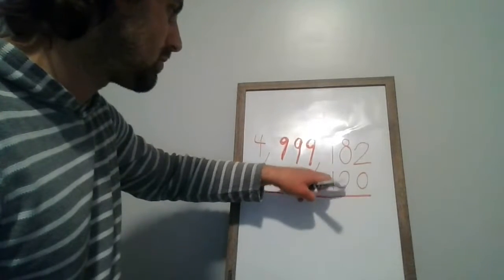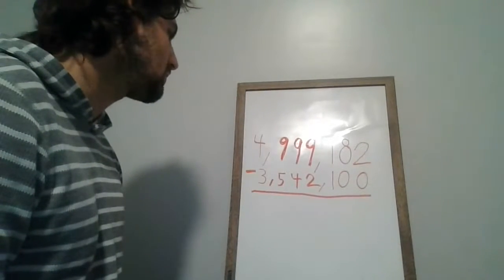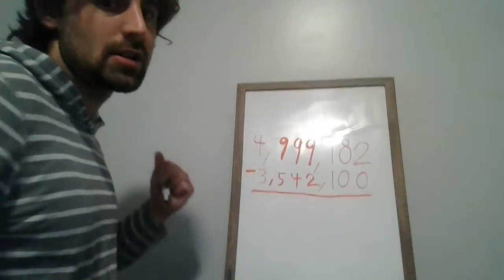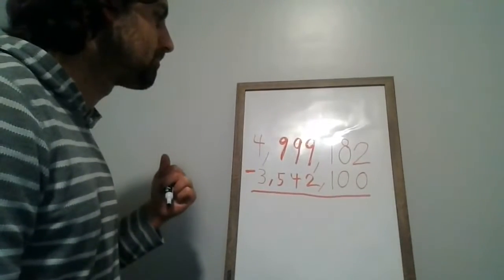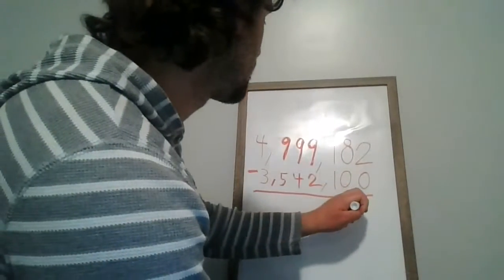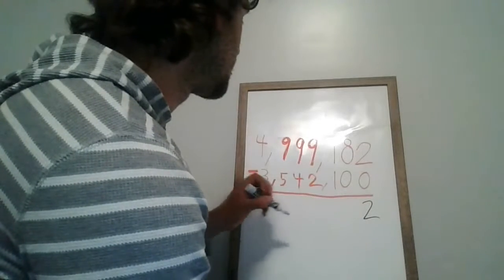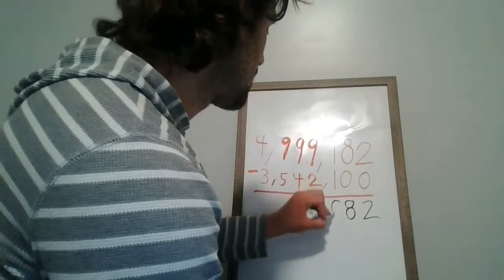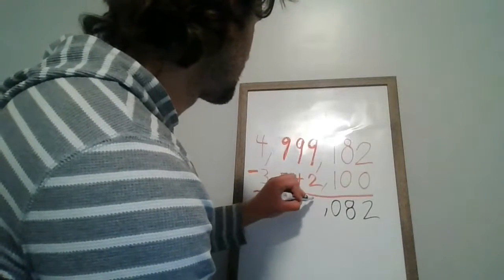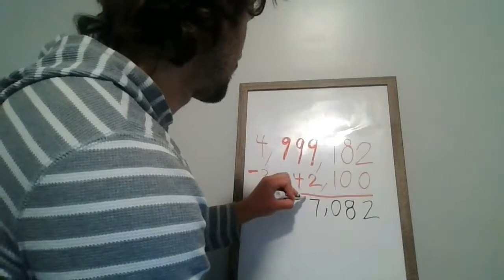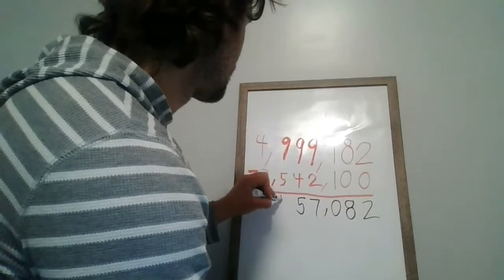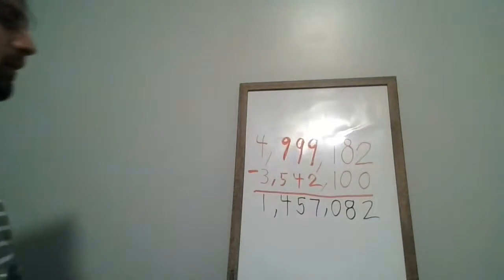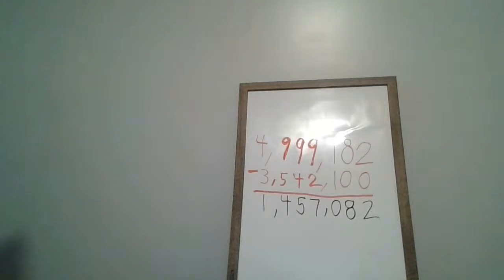8 minus 0, 2 minus 0. All right, so it looks like for this one, we actually do not need to regroup. It's just straight subtraction. 2 minus 0 equals 2. 8 minus 0 equals 8. 1 minus 1 equals 0. 9 minus 2 equals 7. 9 minus 4 equals 5. 9 minus 5 equals 4. 4 minus 3 equals 1. Our answer is 1,457,082.